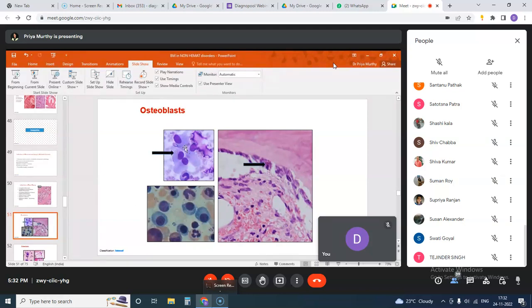So, how do you identify these osteoblasts? They look very similar to plasma cells. These are plasma cells. These are osteoblasts. It looks as if the nucleus is being pushed out of the cell.